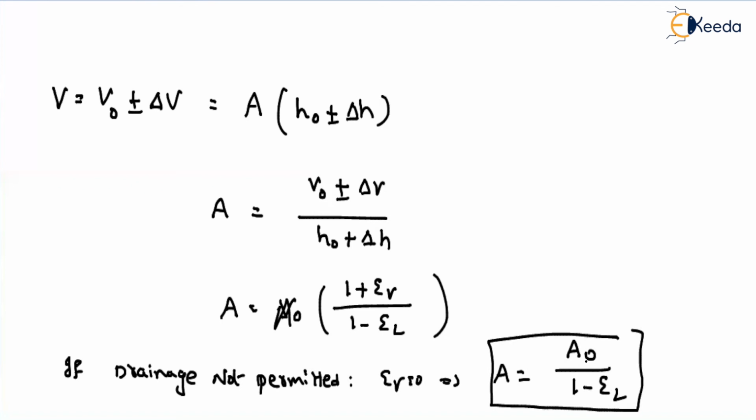And if I represent this in terms of a correction factor, A naught into some correction factor, I represent that correction factor with CF. The correction factor is 1 divided by 1 minus the longitudinal strain. So this is the mechanism and analysis of the conduction of the triaxial test.